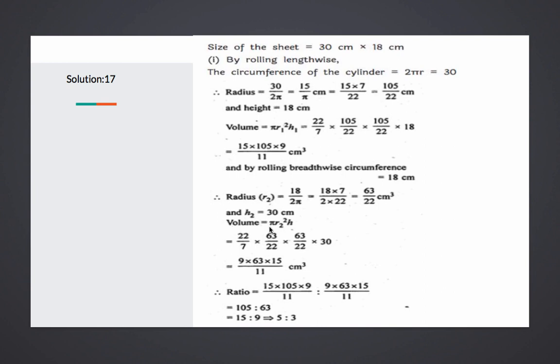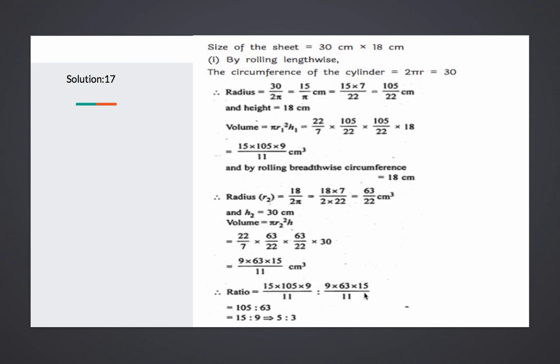What's the new volume I get? Pi r square h again. Okay, so put the values: pi, the radius, this one, and height, the length, that is 30 centimeter. Now we have the two volumes. The question very clearly says, yesterday also I was taking this point, ratio of A to B means the value of A will come first and then that of B. The question was saying that we have to find the ratio of the volume of the two cylinders thus formed. So we'll take the ratio. How? Take the volume of first, V1 ratio V2.